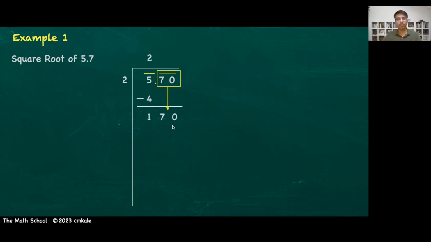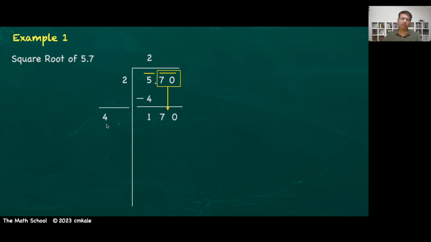Now our dividend is here. We need to find a number with which we will divide. How do we get that? We add 2 and 2, we get 4. Now we need one more number here, and the same number will come here. We need to find a number such that the product of this whole number into this will give us the number closest to 170. If I put 1 here, then it's 41 into 1, which is 41, which is far less than 170.